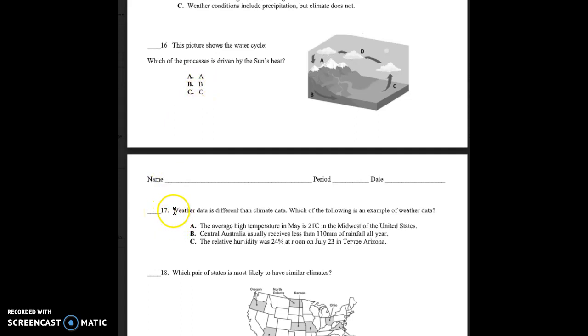Number 17. Weather data is different than climate data. Which of the following is an example of weather data? A. The average high temperature in May is 21 degrees Celsius in the Midwest of the United States. B. Central Australia usually receives less than 110 millimeters of rainfall all year. C. The relative humidity was 24% at noon on July 23rd in Tempe, Arizona.